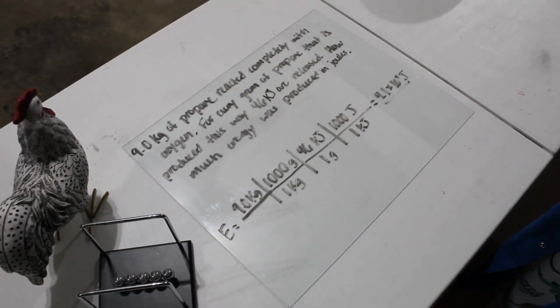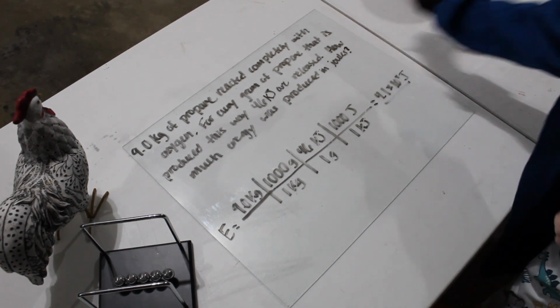Now that we know those, let's move on to a few problems. This is our first energy question. It says, 9 kilograms of propane reacted completely with oxygen. For every gram of propane that is produced this way, 46 kilojoules are released. How much energy was produced in joules?